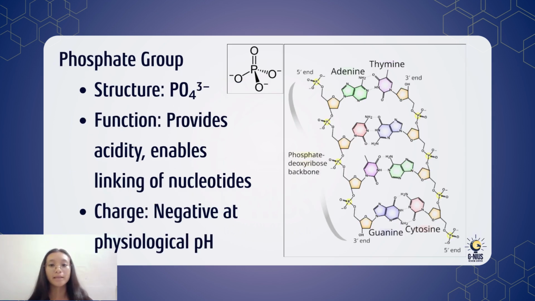The first component of a nucleotide is the phosphate group. The phosphate group in a nucleotide is derived from phosphoric acid, which is H3PO4. But in nucleotides, it exists in its ionized form, usually carrying a negative charge, which helps nucleotides link together and gives DNA its acidic properties.